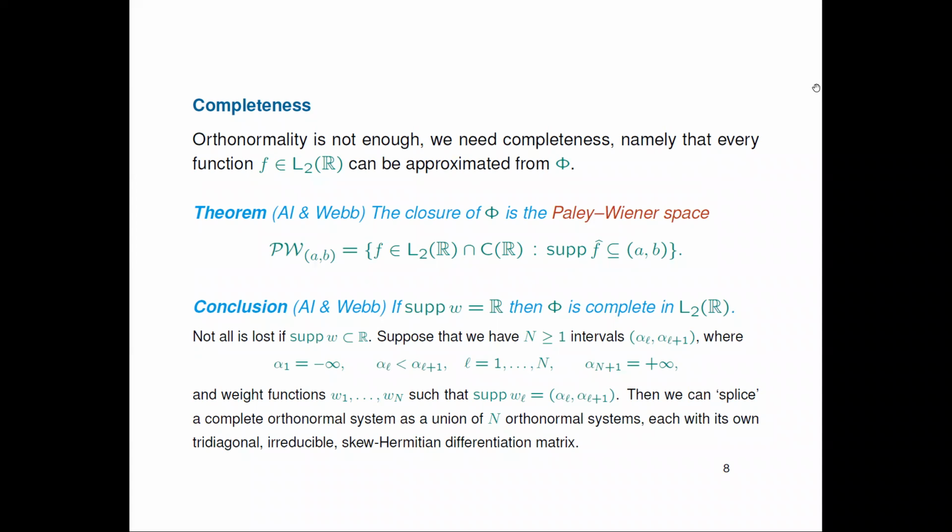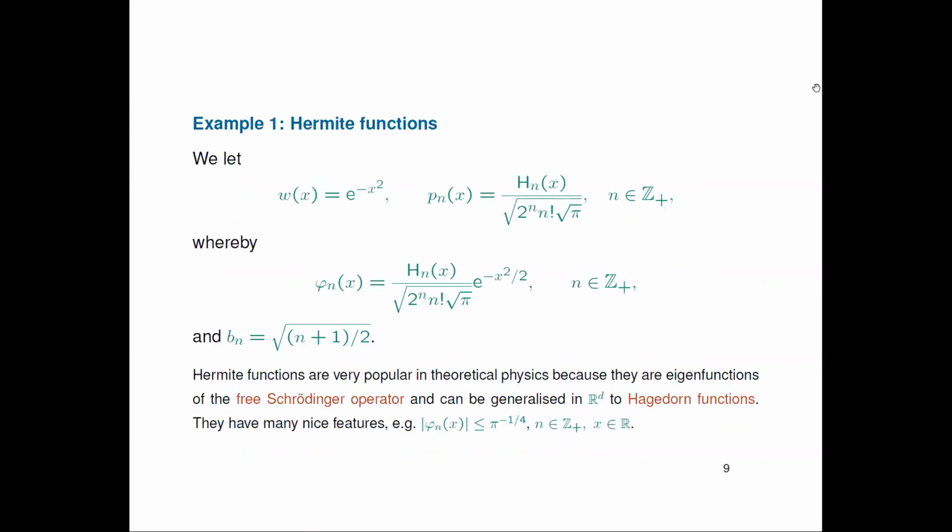If we don't have completeness, if we have Paley-Wiener spaces, we can still recover completeness by covering the real line by different intervals and taking together several orthogonal systems, each one corresponding to a different interval. And later we'll see one very interesting, very important example of that. So let us see a few examples.